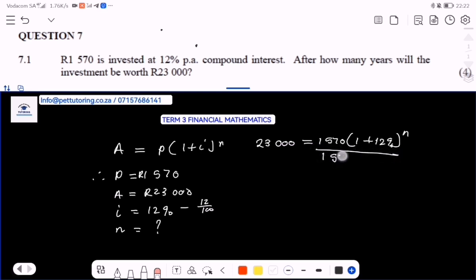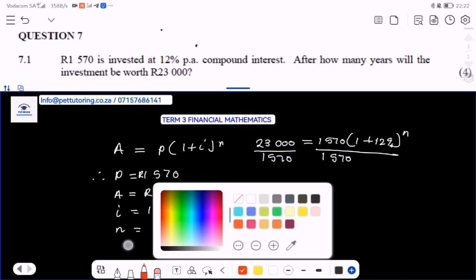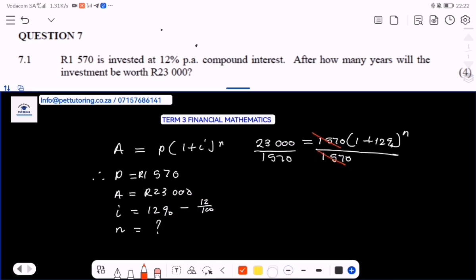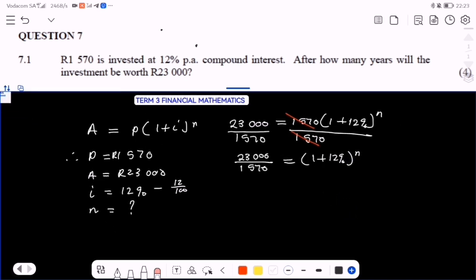1,570, so that this and this cancel out. So I'm going to be left with 23,000 divided by 1,570, which is equal to 1 plus 12% to the power of n. Just because we have to round off at our final answer, I'm deciding not to break down this fraction into a decimal form. I'm just going to use everything the way it is.